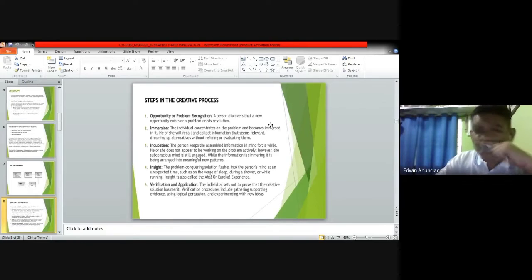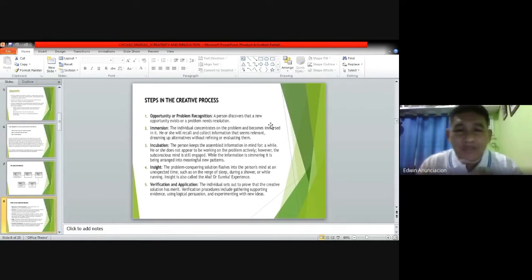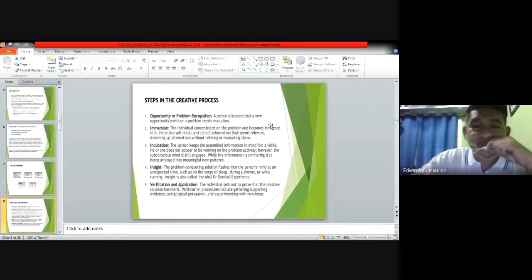Okay? So, siyempre, you will come up with more alternatives. Siyempre, based on those alternatives, you will be evaluating them. Alin ba talaga diyan ang pinakamabisang gamitin to really capitalize on the opportunities or to really solve the problem. Okay, next, we have the incubation.